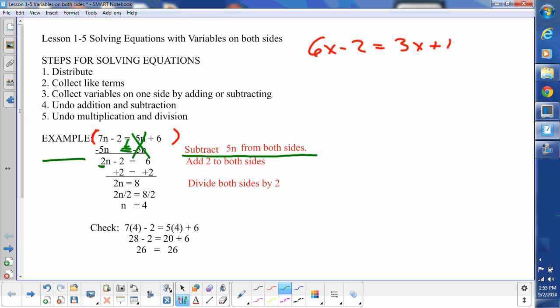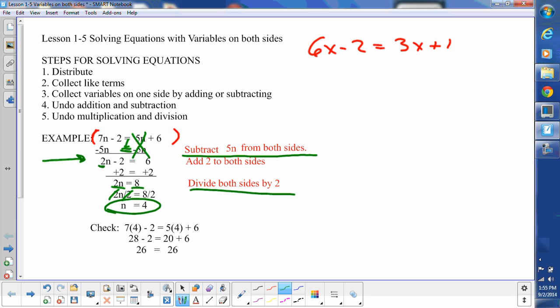Here we have a fairly simple equation to solve. To solve this for n, we will first add 2 to both sides, therefore undoing the subtraction. That gives us 2n equals 8. And finally, we will solve for n by dividing both sides by 2. 2n divided by 2, the 2's cancel. 8 divided by 2 is 4. Our answer is n equals 4.